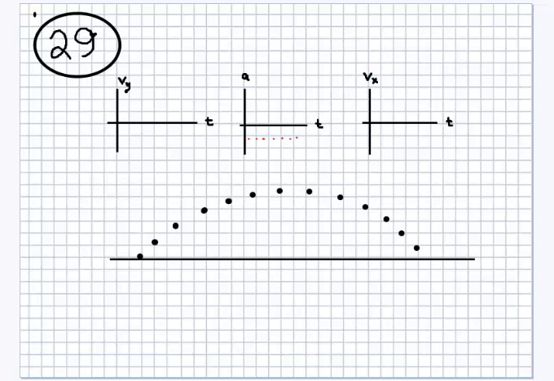How about Vx? Well, Vx, once it's launched, should not change. There's no accelerating agent in the x direction. If we know the Vx here, it'll be the same as the Vx here, it'll be the same as the Vx here, always positive, nice and steady. So in the Vx, we should just get one steady positive value.